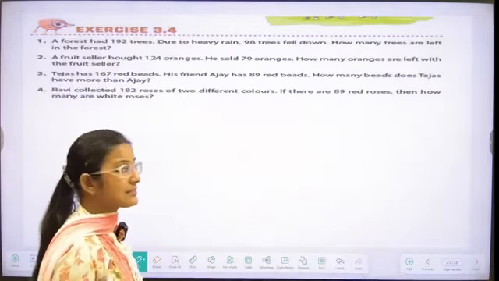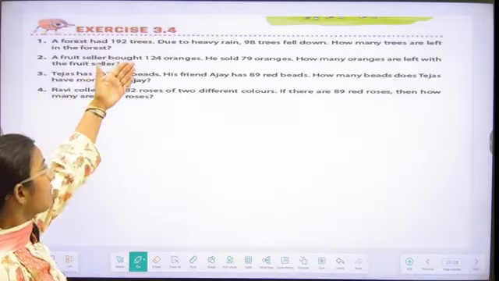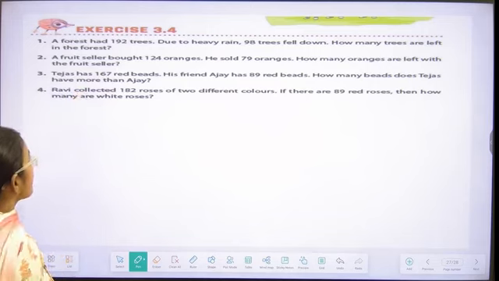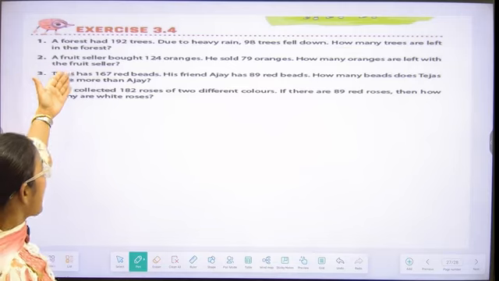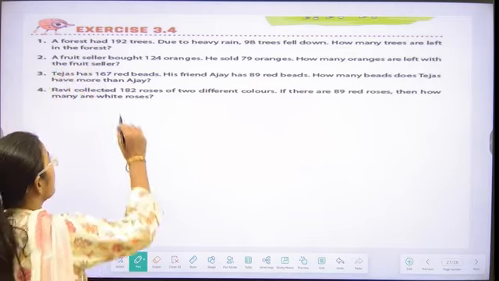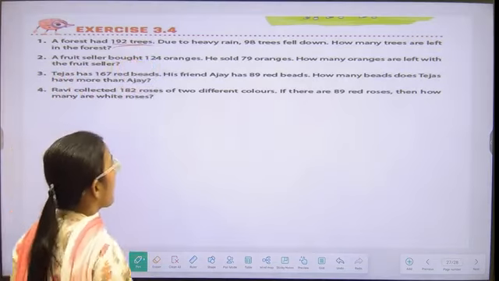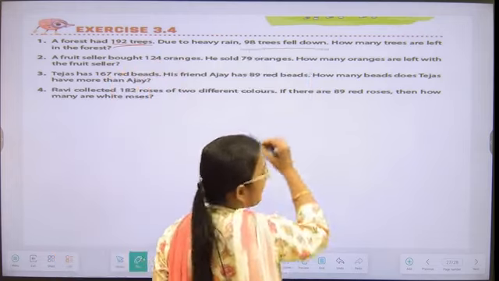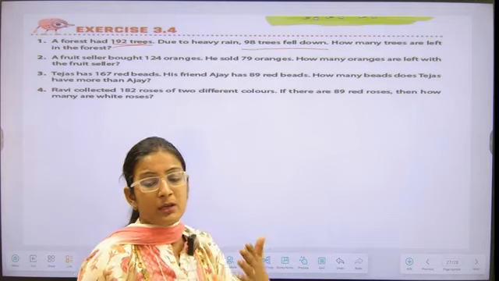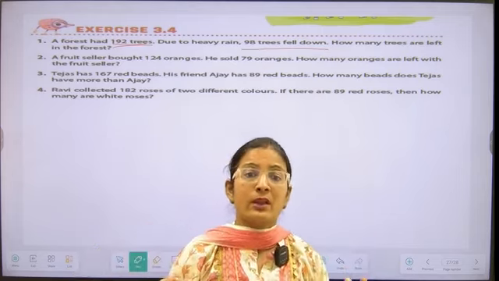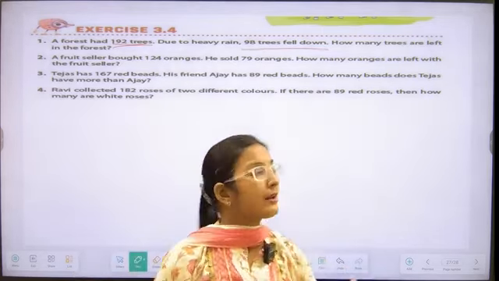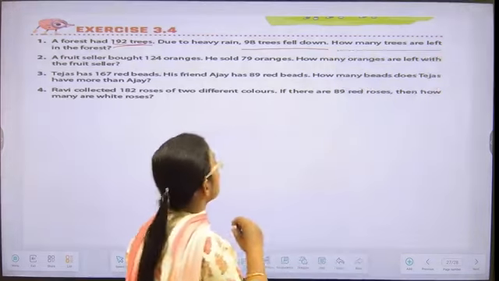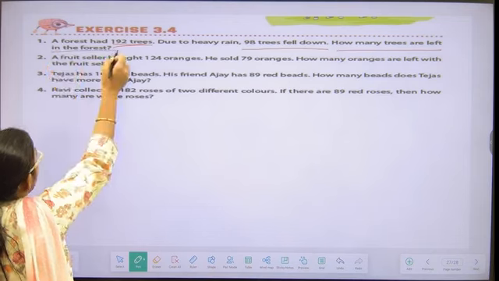Moving to our next exercise, student, 3.4. We have word problems. Let's start with the first one. A forest had 192 trees. Now, due to heavy rain, 98 trees fell down. Now, we have to tell how many trees are left in the forest.